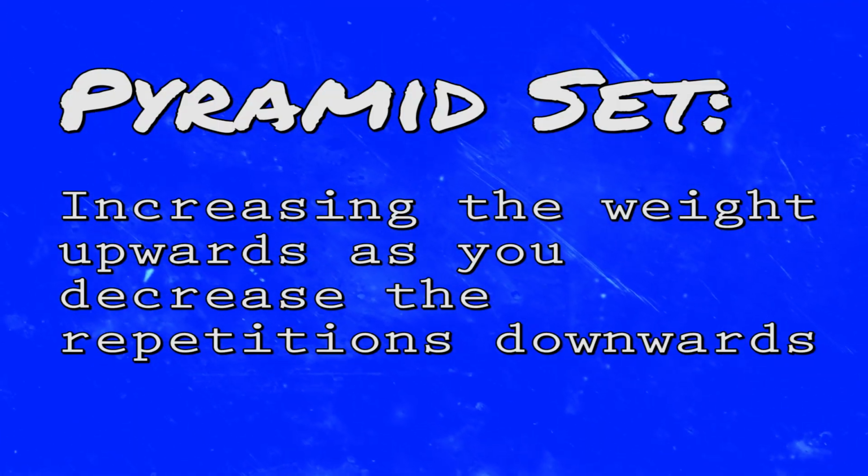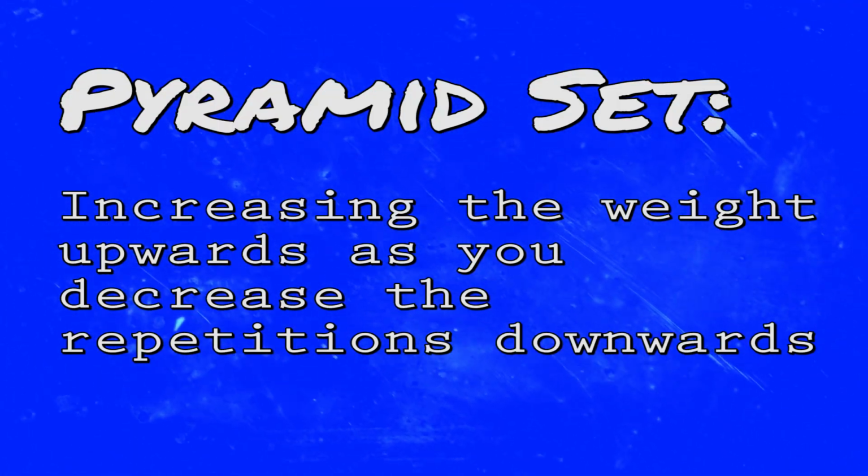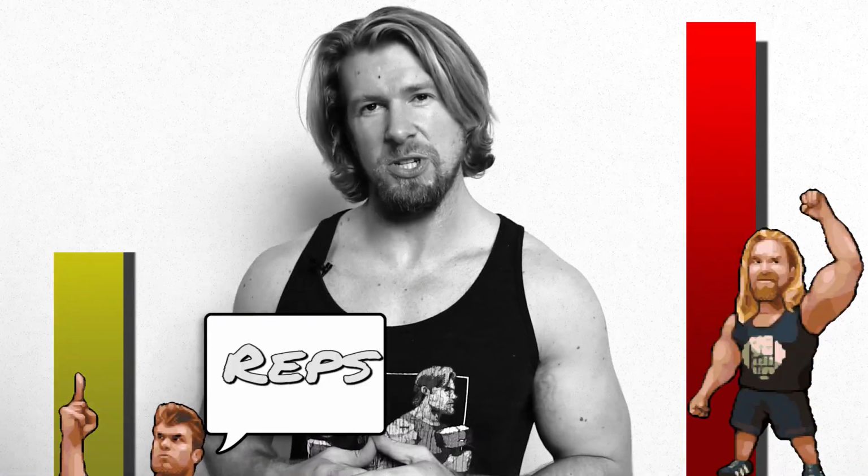It's when with each set, you go up in weight and down in reps. So for instance, on your first set, you'll have 200 pounds in weight with 10 reps. On your second set, you'll have 220 pounds with 8 reps. Pyramid. Weight up, reps down. Just how the Egyptians did it. I don't think that's how the Egyptians did it.